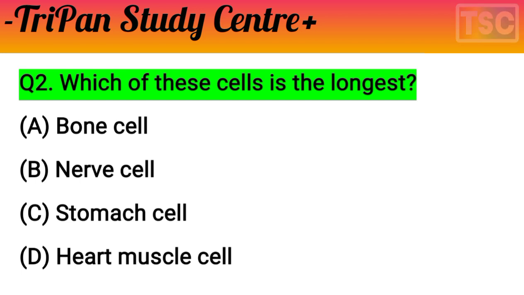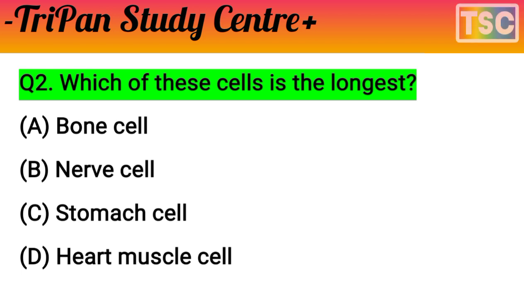You know that the question is very important. Which of these cells is the longest? But one point is important. The nerve cell is the longest cell in the human body because nerve cells are distributed to all parts of our body. So option B is correct. The nerve cell is the longest cell in our body.